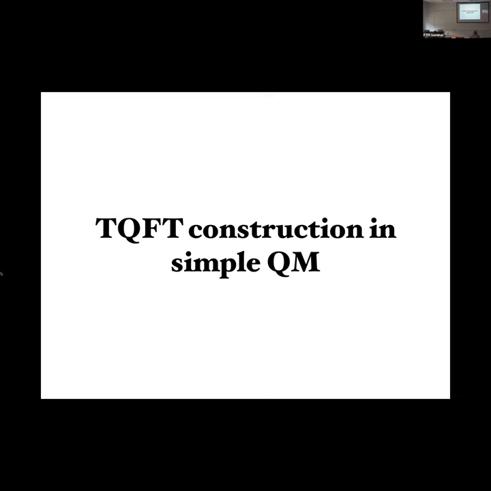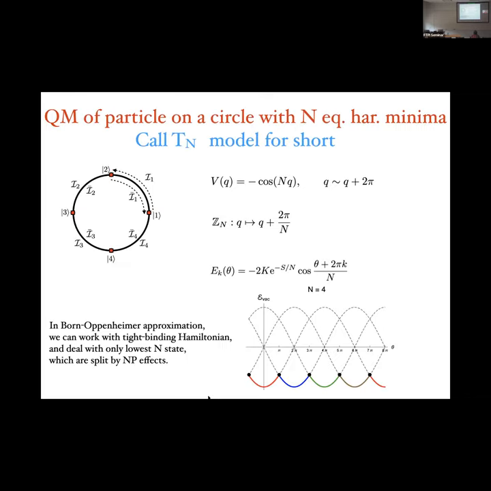First, I will start with a super simple quantum mechanics. Apologies to many of you for that, but I think it's very illustrative. Consider a particle on a circle with n minima. I took four minima here in the presence of this potential. It is quantum mechanics of a particle on a circle with n equivalent harmonic minima, I call it the TN model for short.